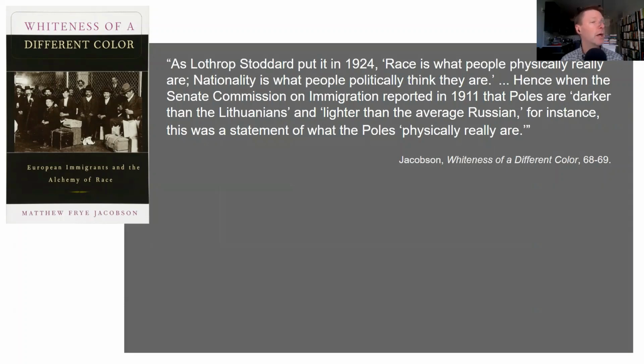Jacobson quotes Stoddard writing in 1924, quote, "Race is what people physically really are. Nationality is what people politically think they are," end quote. Hence, when the Senate Commission on Immigration reported in 1911 that Poles are darker than Lithuanians and lighter than the average Russian, for instance, this was a statement of what the Poles physically really are. Note 2 things here. One, we're seeing a dissolving of the black-white binary in response to immigration. And secondly, that white supremacists have answers to the dissolution of that binary.